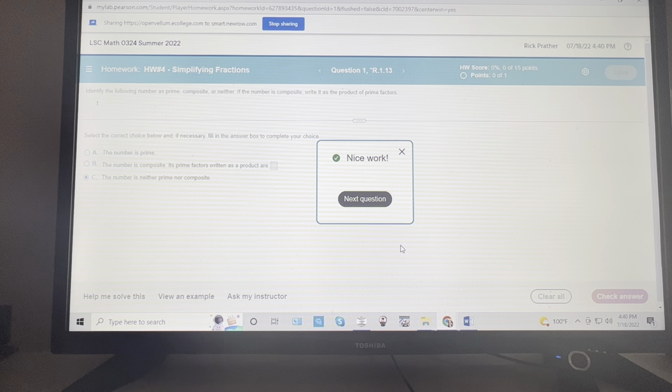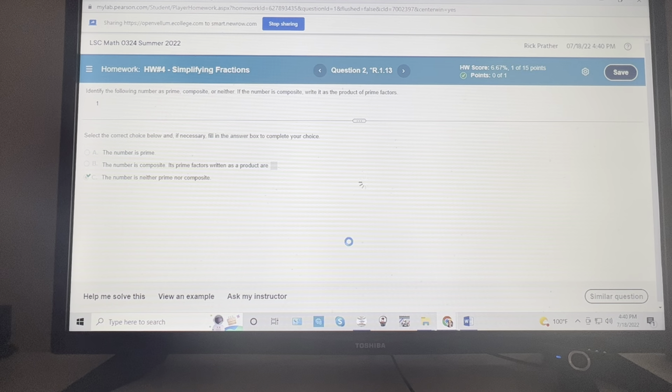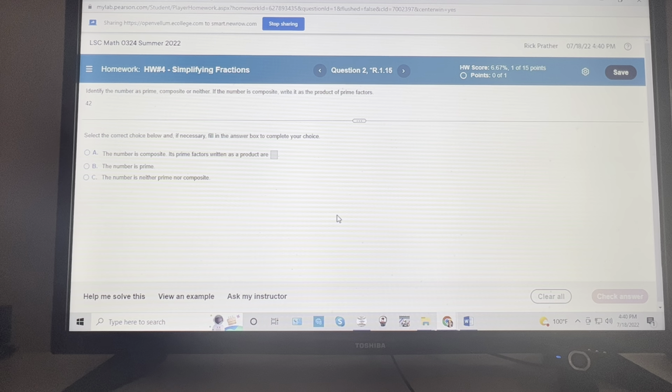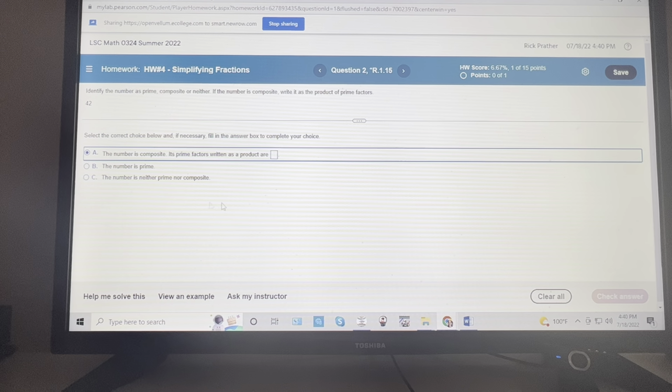Once you hit 4, 4 divides by 1, 2, and 4, so that's not prime. That's called composite. So 42, first say, is it prime? Does it only divide by 1 and 42? Then it's prime. But it divides by other numbers. So then it's composite. And we want to write it as a product of prime factors.